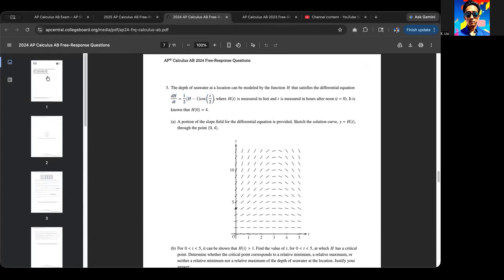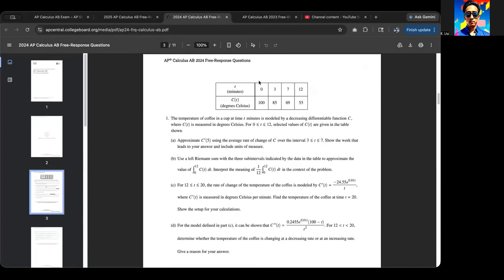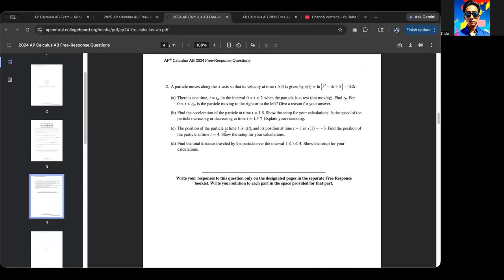All right, so over here, 2024, very first problem, another data table, right? Being able to find and approximate, using your mean value theorem, intermediate value theorem, explaining with that, and then again, another Riemann sum type of problem here.